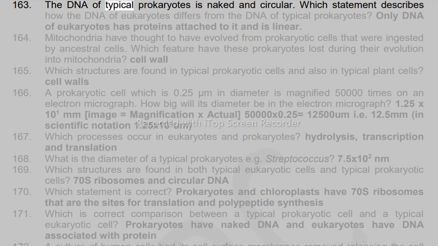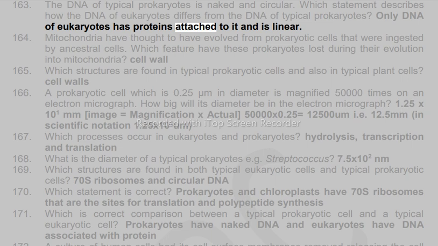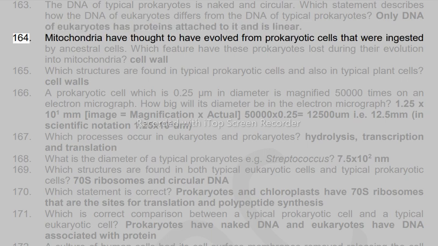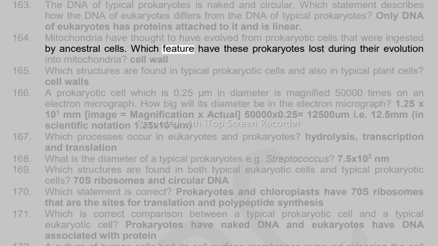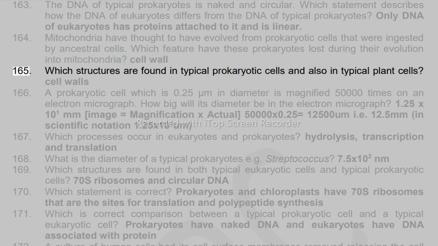163. The DNA of typical prokaryotes is naked and circular. Which statement describes how the DNA of eukaryotes differs from the DNA of typical prokaryotes? Only DNA of eukaryotes has proteins attached to it and is linear. 164. Mitochondria are thought to have evolved from prokaryotic cells that were ingested by ancestral cells. Which feature have these prokaryotes lost during their evolution into mitochondria? Cell wall. 165. Which structures are found in typical prokaryotic cells and also in typical plant cells?